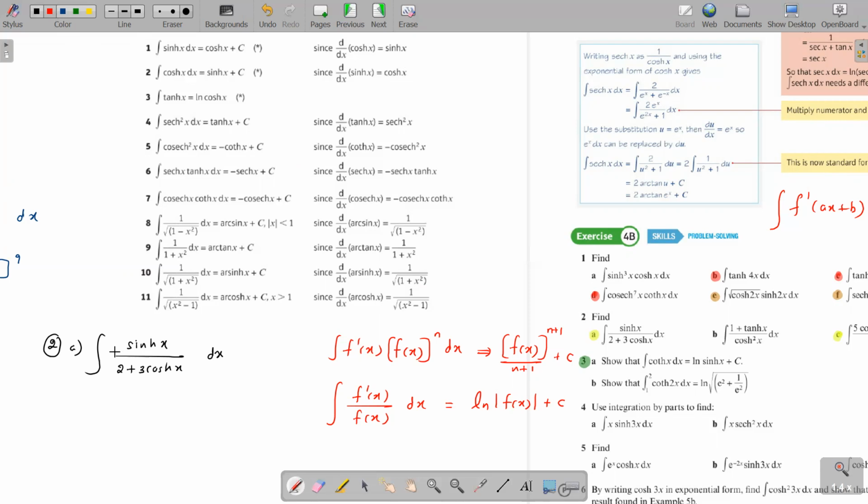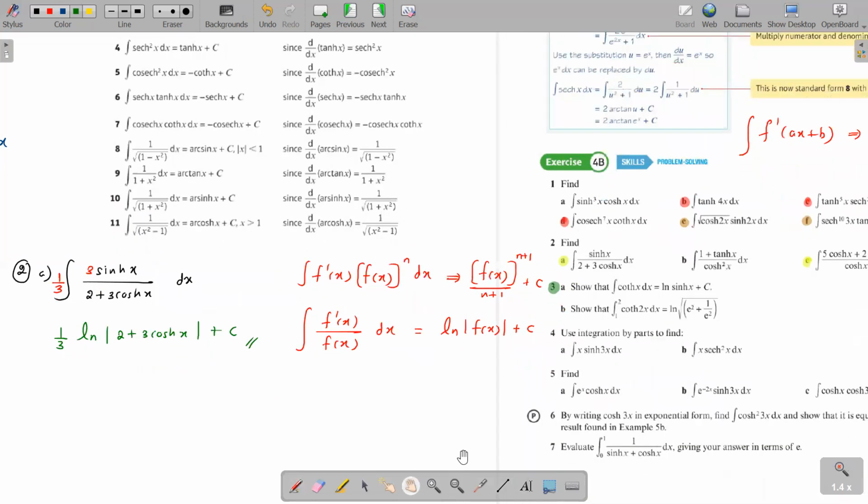So then we'll put the 3 here to make the perfect f dash x on top. When you put the 3 outside, you have to put a 1 over 3 to cancel that effect. So now I have the perfect f dash x over fx, so now we use this rule. So what's the answer? 1 over 3 times ln of 2 plus 3 cos x plus c. Okay, then we'll move on to the next one, part C.